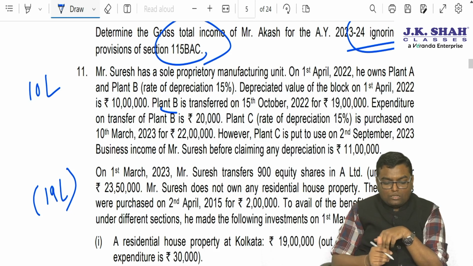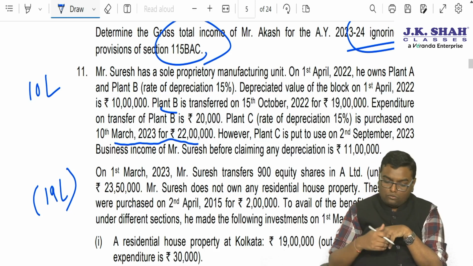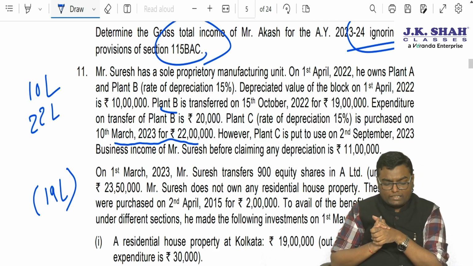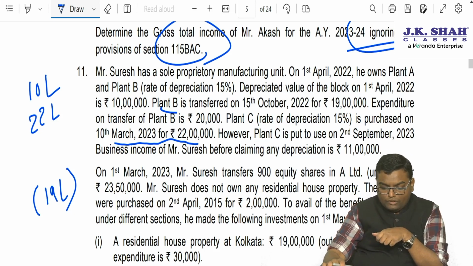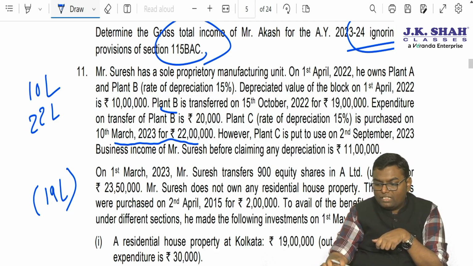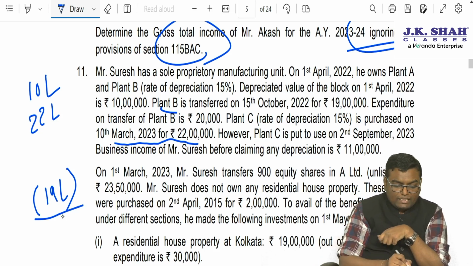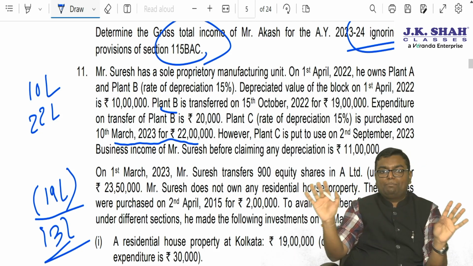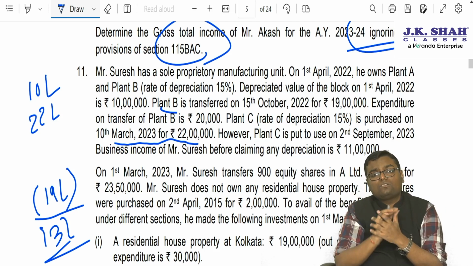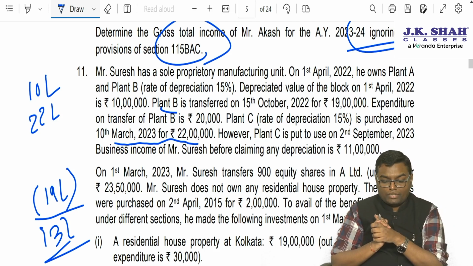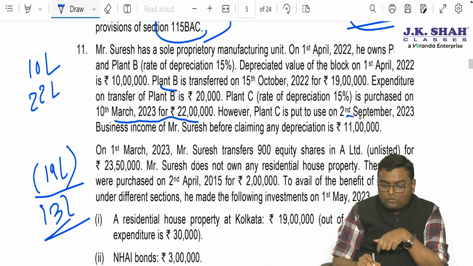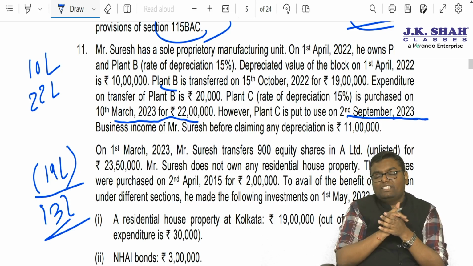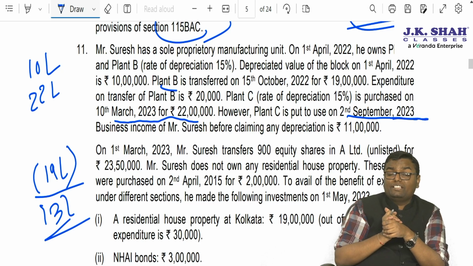Plant C is purchased on 10th March 23 for rupees 22 lakh. So we'll add 22 lakh in the block because it has been purchased in the year 22-23. So if I calculate, then 22 lakh I purchased plant C, 10 lakh was the opening value. From that 19 lakh I sold the plant, 13 lakh is still the positive value, and I still have the asset in the block. There is no capital gain, there is no capital loss because value is also there, asset is also there in the block. However, plant C is put to use on 2nd September 23. Now please understand it carefully. Asset is purchased in the year 22-23. However, put to use in the year 23-24.